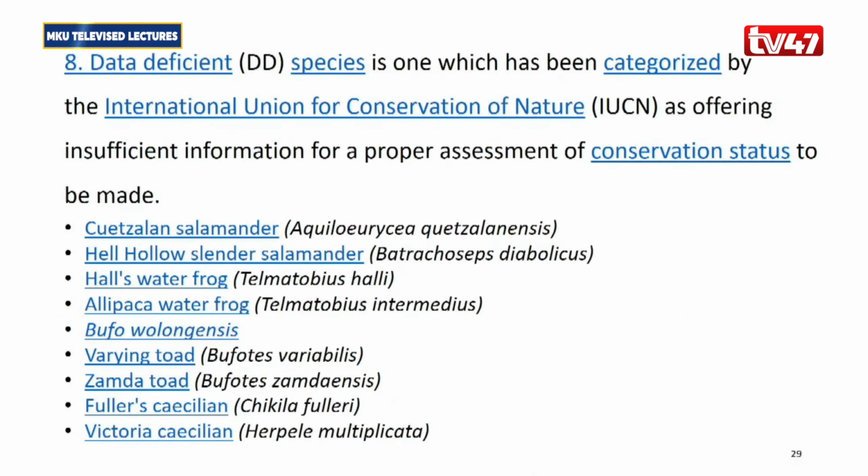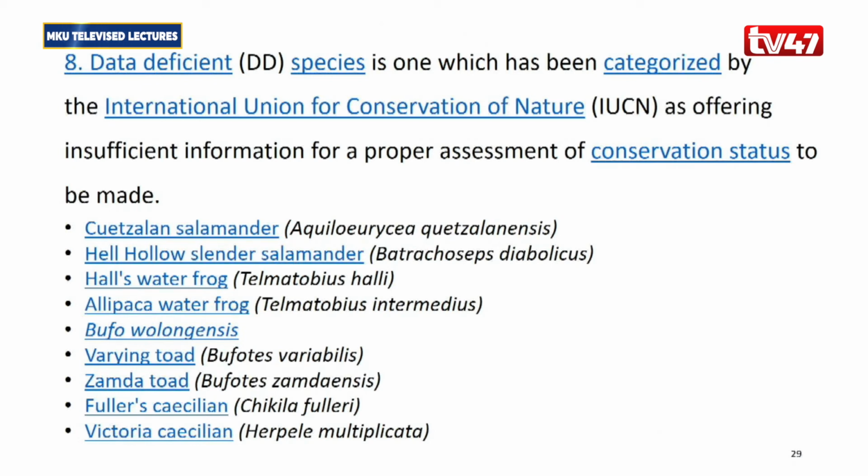We have the data deficient category. Now you find that these ones don't have sufficient information so that IUCN can categorize them and put them under a given category. One aspect about this is that it does not mean that they're under threat. They can be under threat, but the information about them is not yet supplied so that proper assessment of the status can be made.